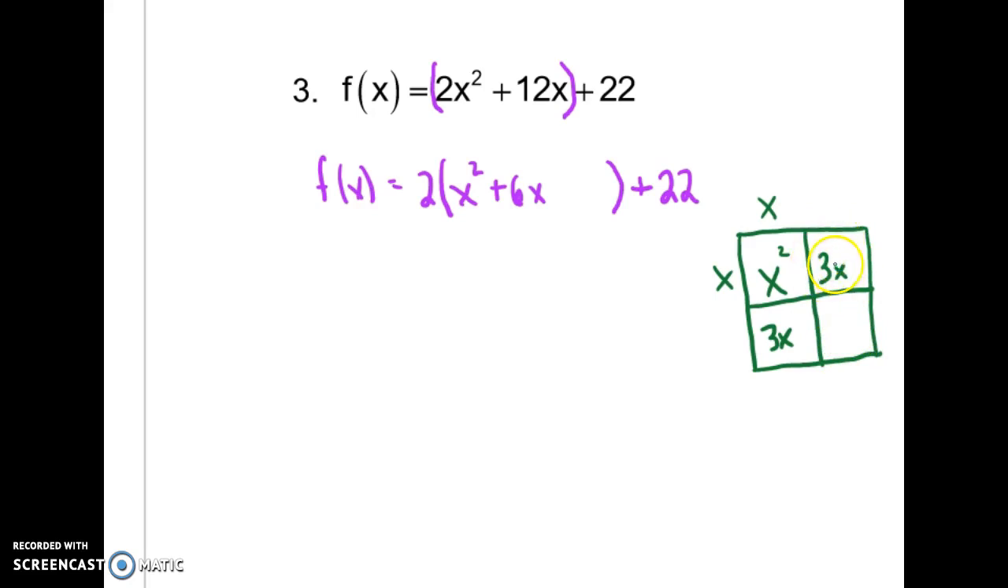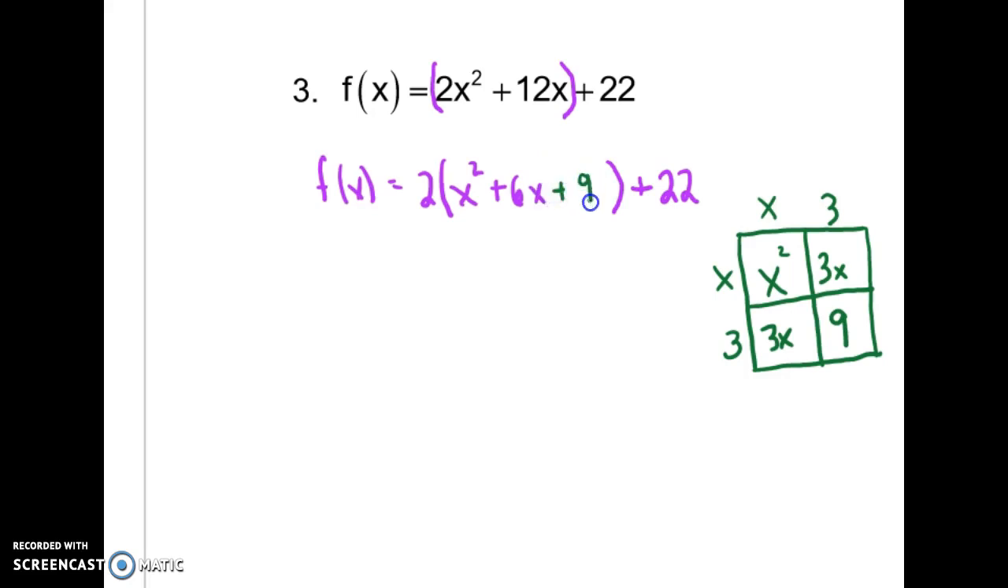And if these are 3x's, and these are x's, then these must be 3's, which would then make this a 9. Now, that 9 is going to go in that parenthesis because it will complete the square.